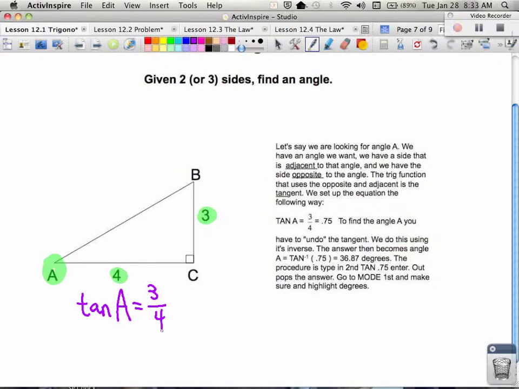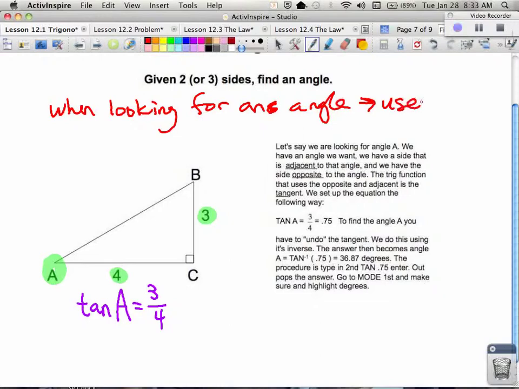And now here comes the special part, the part that you need to understand. Whenever you're looking for an angle, we are going to use the second button. And I'll show you how that works. Now the second button is really an inverse button. It's undoing the tangent. At this point you don't really have to understand that as well as you'll need to know that in pre-calculus. But here's how you find the answer once you have this setup.